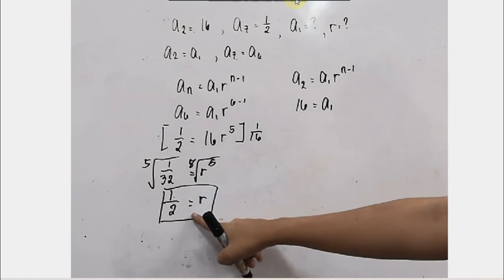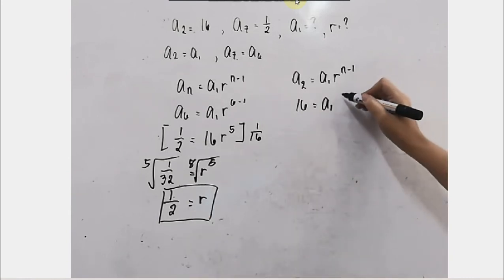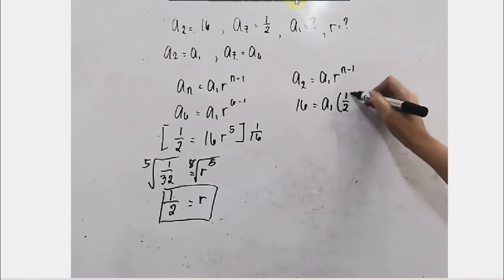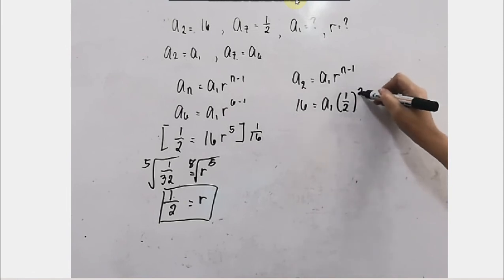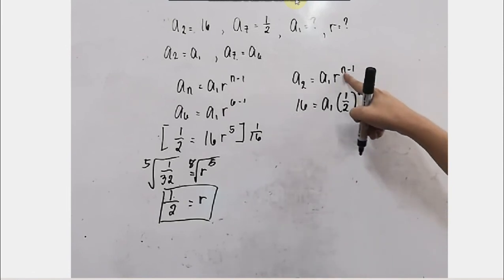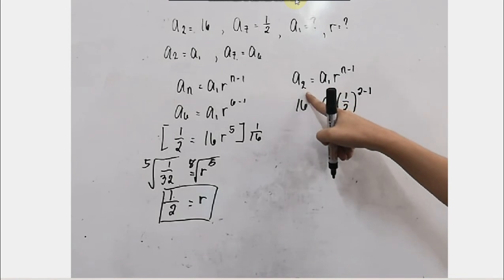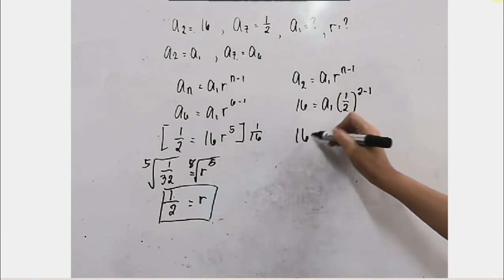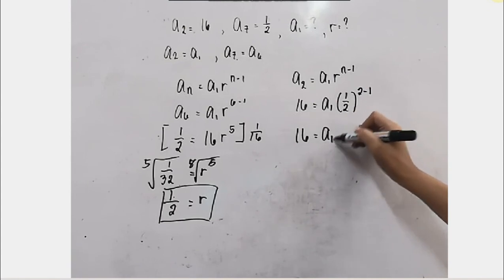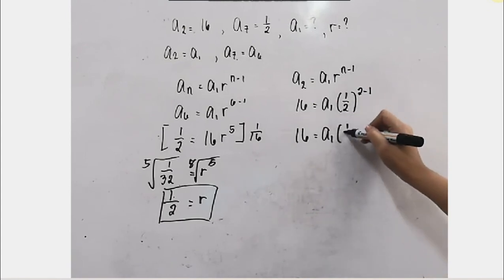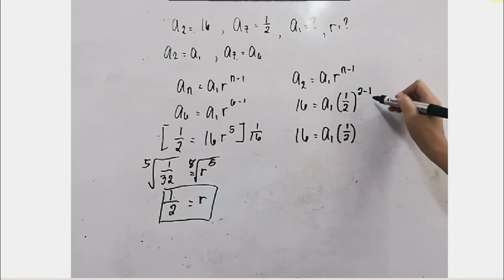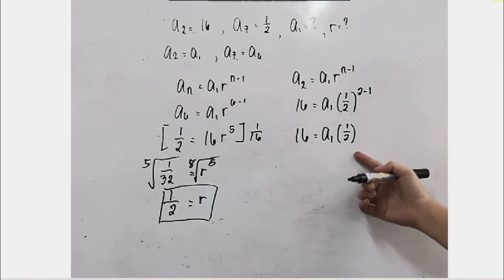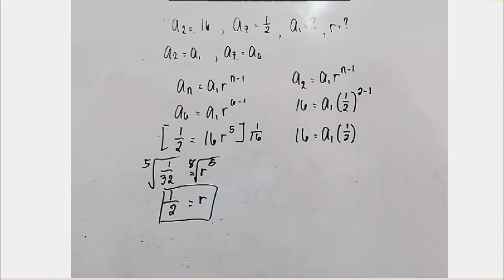Our r is 1/2. Then 2 minus 1. Why 2? Because it is a sub 2, right? It's the second term. Then we got 16 is equal to a sub 1 times 1/2. 2 minus 1 is 1, so no need to write it, right? So how are we going to do that one?